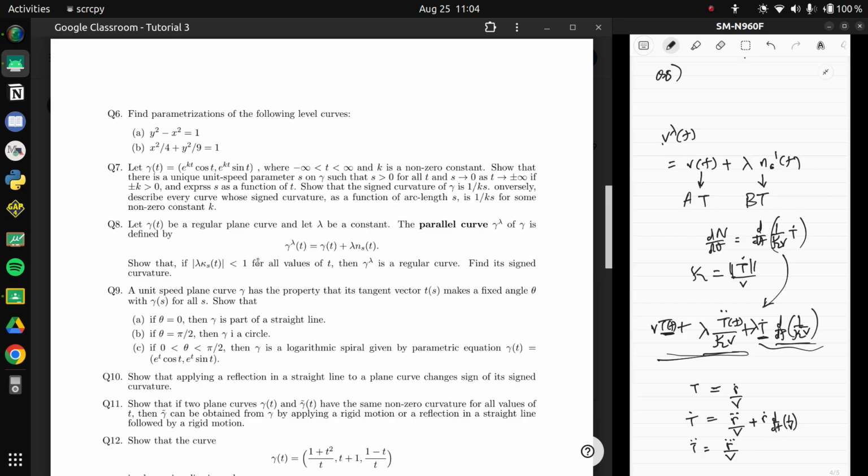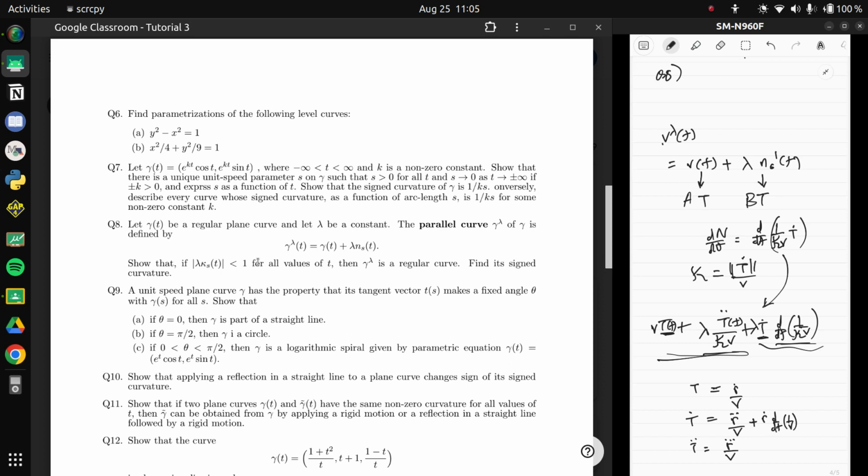What we want to show is that if lambda times the signed curvature is less than 1 for values of t, then this thing is a regular curve. How about I try to unit parameterize the whole thing? Yeah, that's one way I could be doing it. The tangent vector and the normal vectors remain the same. It's the same direction regardless. So that might be a good thing to do.